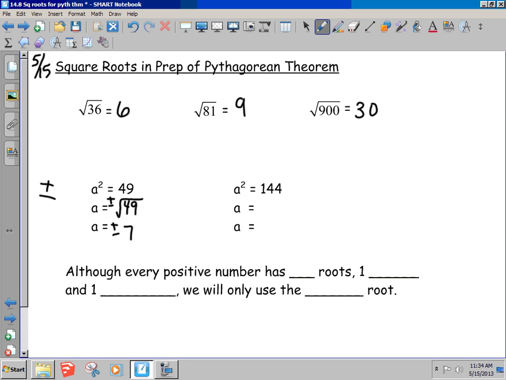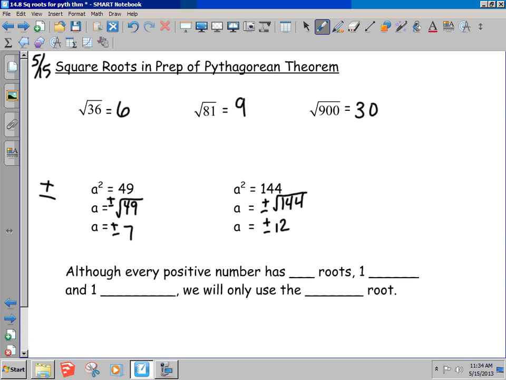What about the equation a squared equals 144? What do we do to find a there? What do you think? Jillian? Yeah, and it could be positive or negative square root of 144. And what is the square root of 144? Katie? 12. Good.